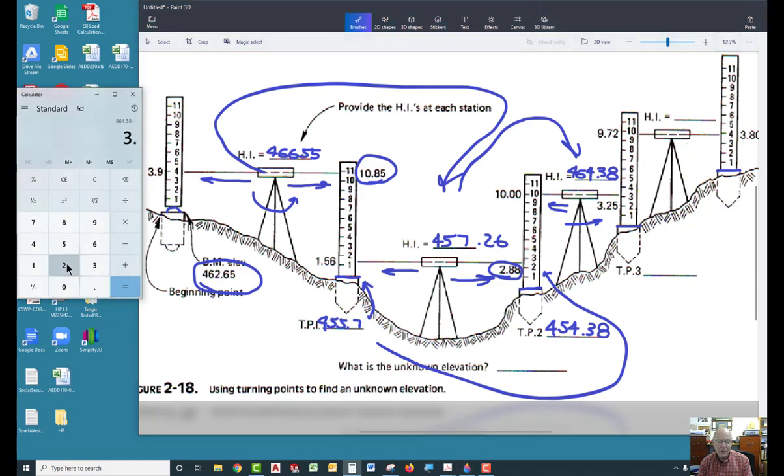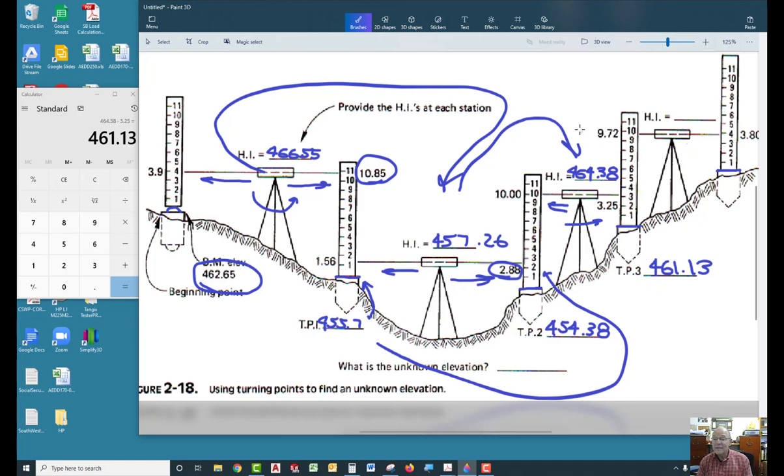We subtract 3.25. That gives us 461.13. 461.13 is our new turning point height, new elevation. Again, if we check the reality of this, it says we're getting back up now, so we're a little below the benchmark, but we're getting up close to it. Yeah, those two numbers are close, and this one is lower.